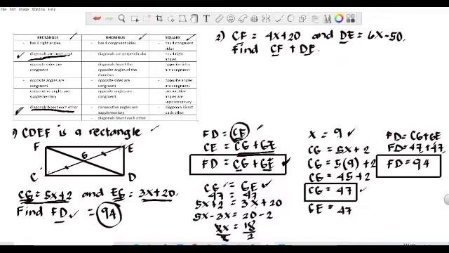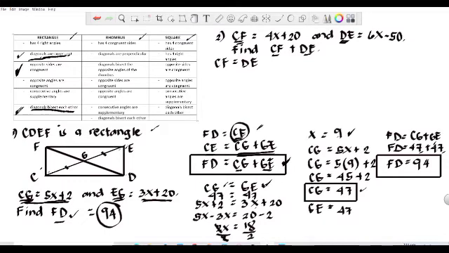Okay? So, given naman sila, represented by algebraic expression. And as you can see, they are opposite sides. Alright? And according to the property of a rectangle, the opposite sides of a rectangle are congruent. Ibig sabihin, equal na measurements ang CF at saka DE. Okay? So, we can write here an equation, CF is equal to DE. Okay?